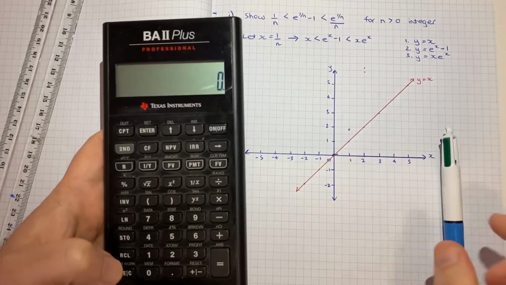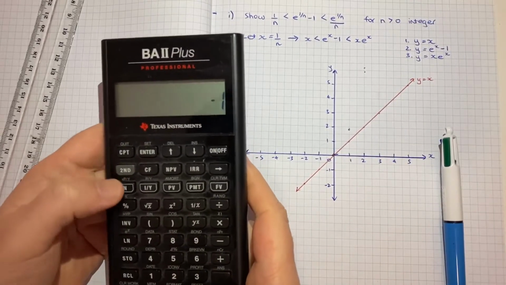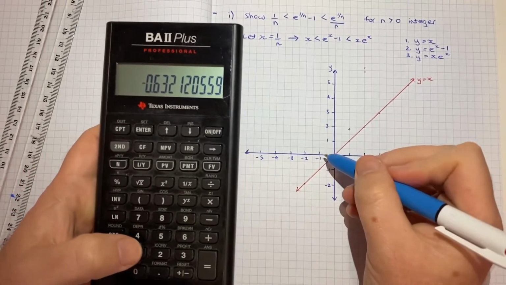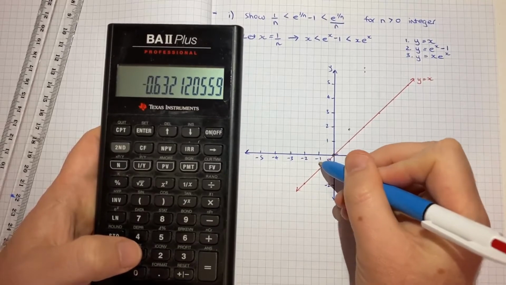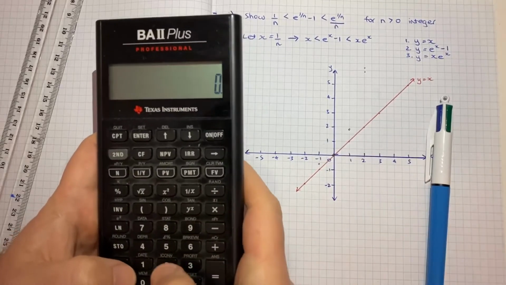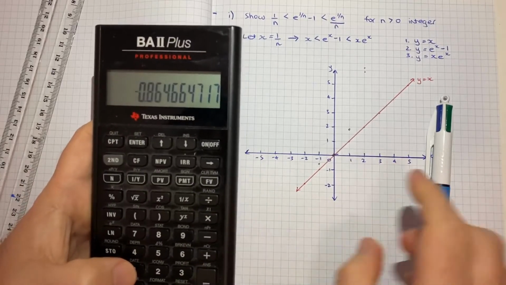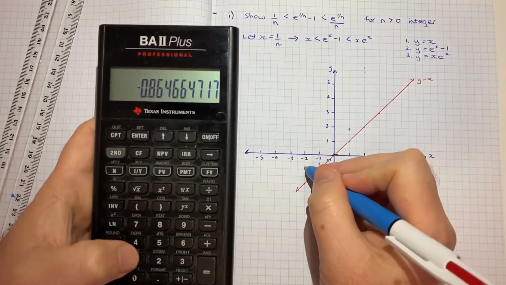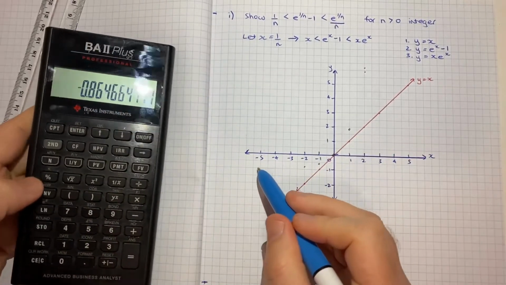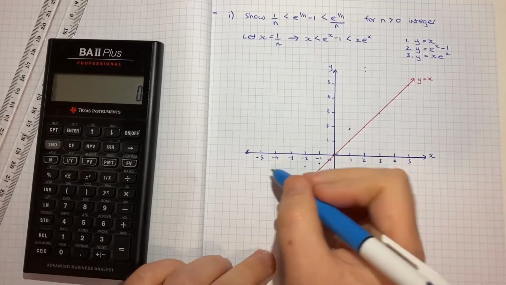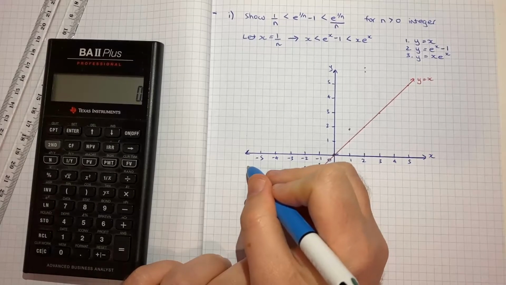When we're dealing with the negatives, e to the negative 1 minus 1 gives us about minus 0.6. Negative 2, e to the negative 2 minus 1 is about minus 0.8. And I know that it's going to be asymptotic at negative 1, so rather than spending too much time, I'll just draw that chart.